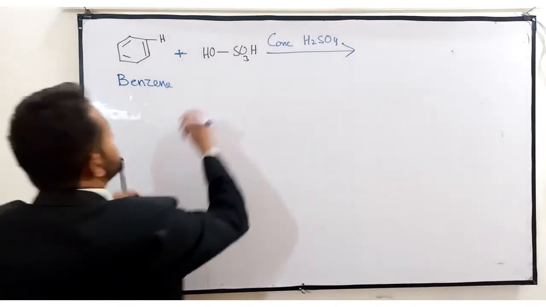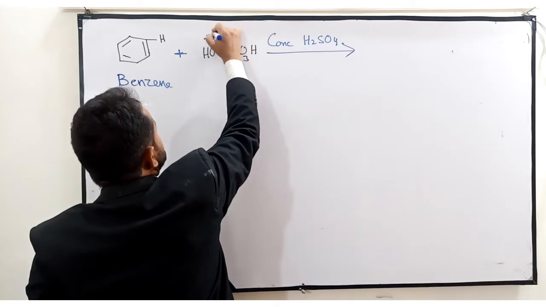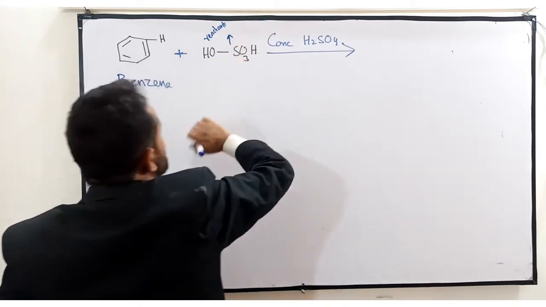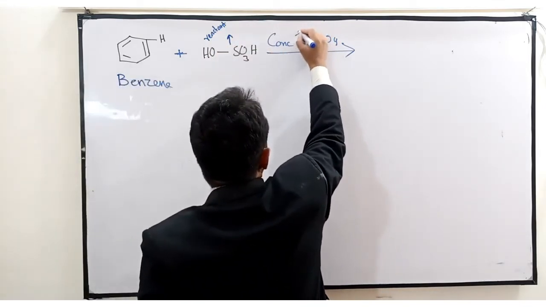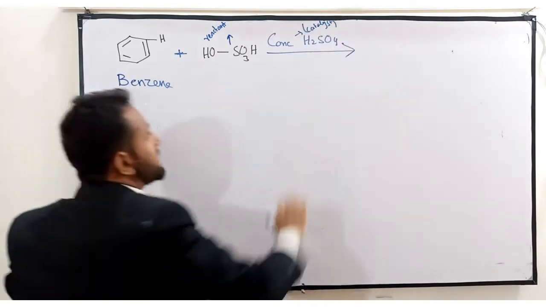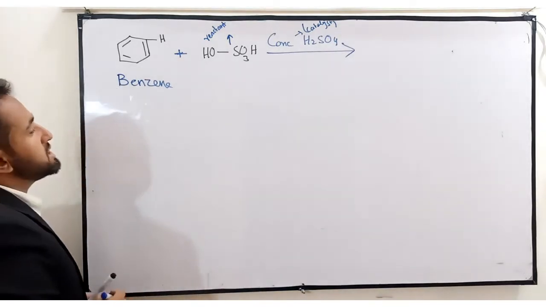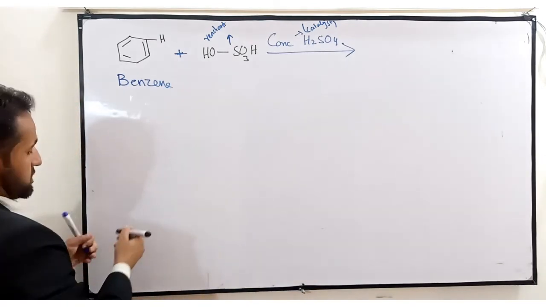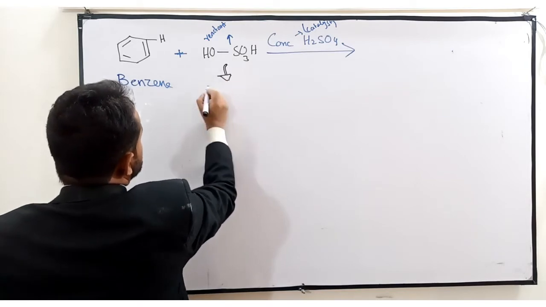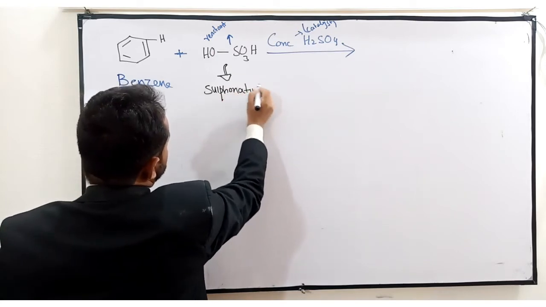So I will write here, this molecule of the sulfuric acid is used as a reactant. That means it takes part in the formation of product, while this part is used as a catalyst. This will just take part in the initial stage of the reaction. In the end, it will remain as it is in its initial state. So this sulfuric acid is basically our sulfonating agent. This is called sulfonating agent.